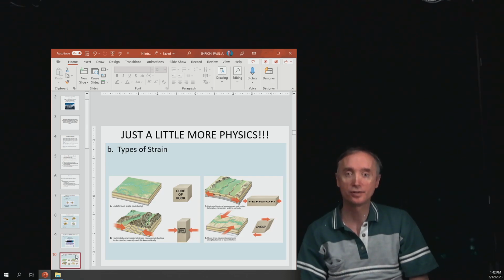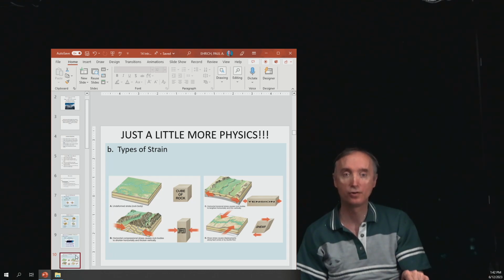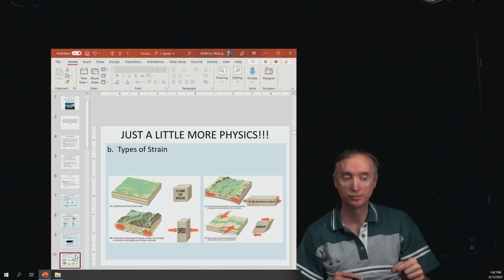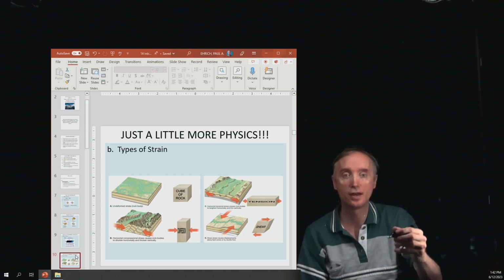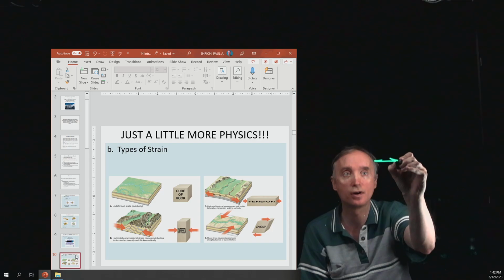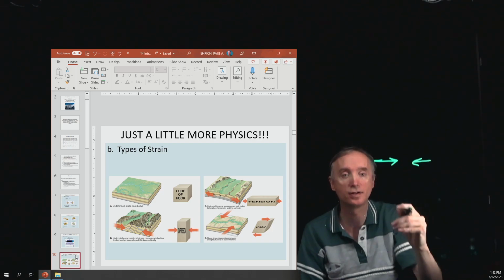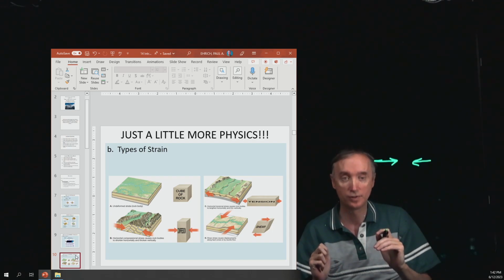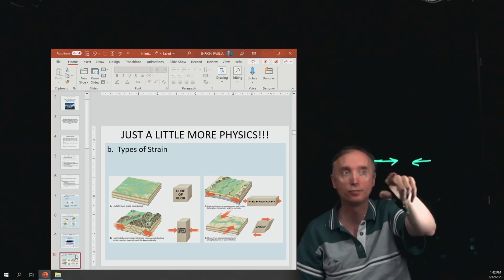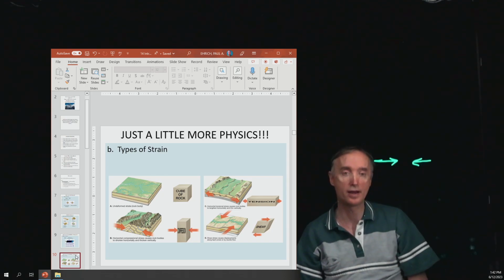So what are some different types of strain? You've got to know these words: you're going to have compression, and then tension, and then shear. Those are the three different types of strain. So let's first talk about compression. If the forces are being applied like this, it's going to take the rock and squeeze it. So that's going to be compression. You should know what kind of plate boundary would go with that.